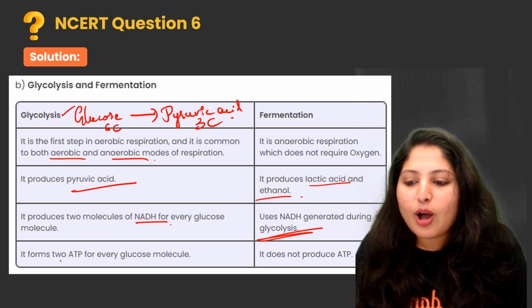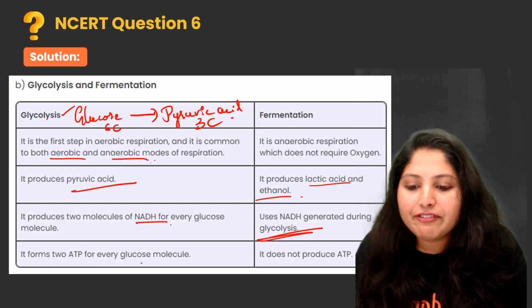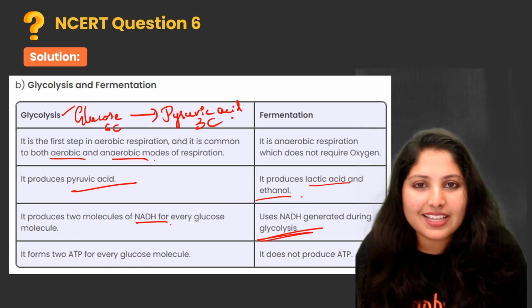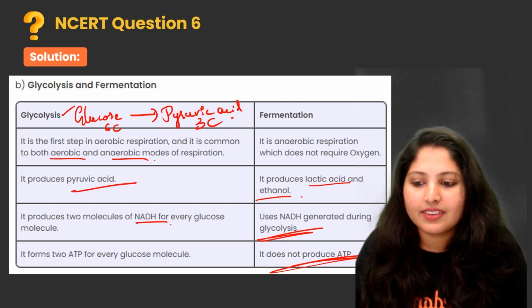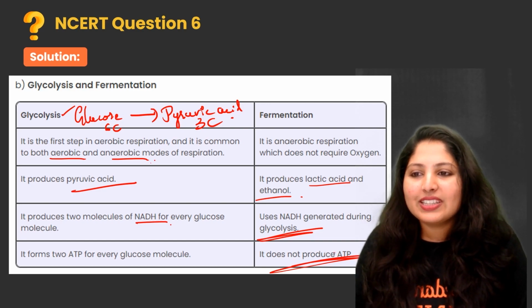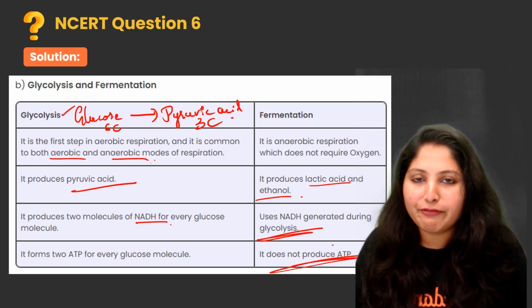Next one, glycolysis forms 2 ATP for every glucose molecule. So the end product is 2 ATP. But in fermentation there is no ATP produced. Okay, so this is about glycolysis and fermentation.